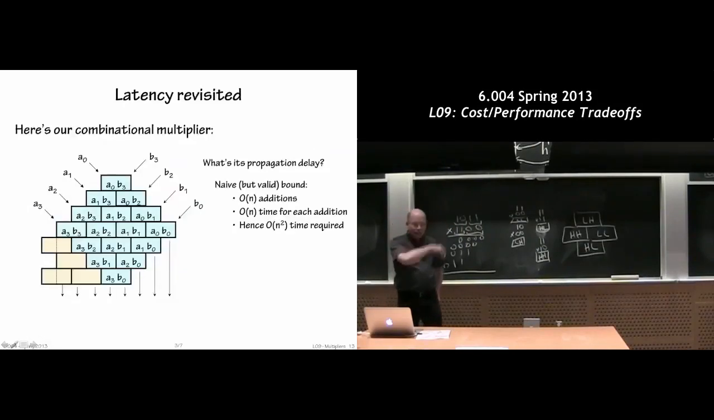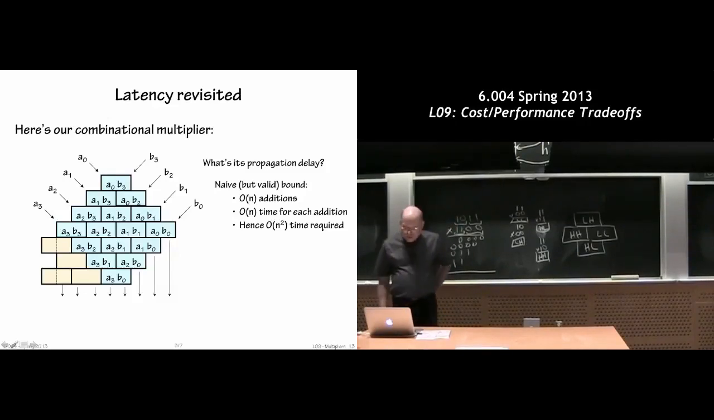Okay, so now we get to the question about latency. And you might say, well, there are n additions, so I have to add together order n different partial products, and each one has about order n bits in it. So if I imagine how long it's going to take to do this, it might take order n squared.